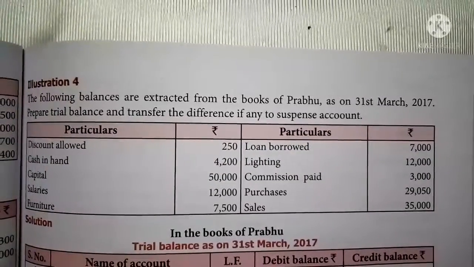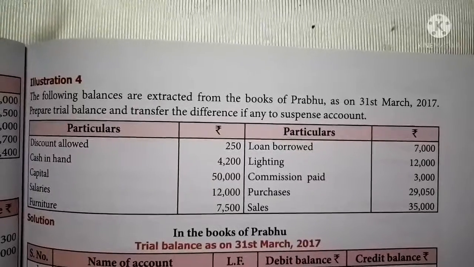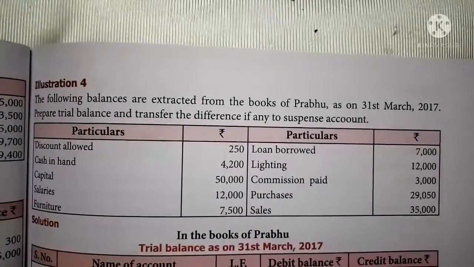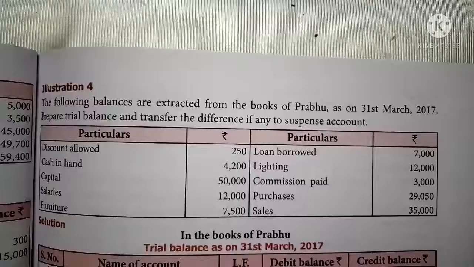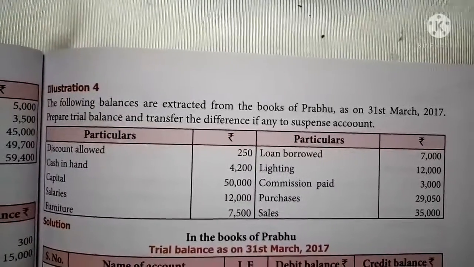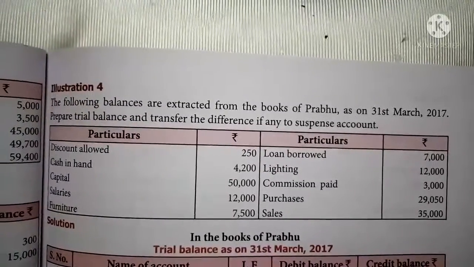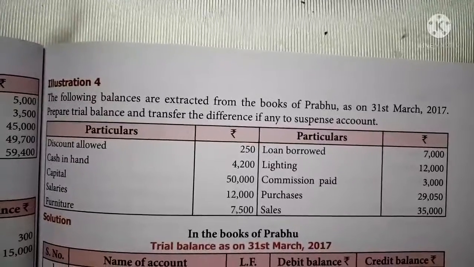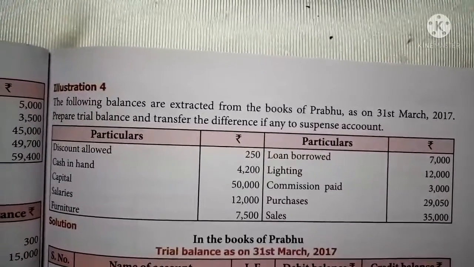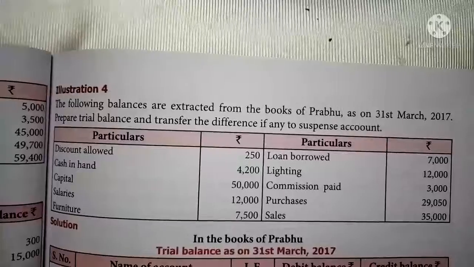Lighting is one of the expense. Write the amount in the debit column. Commission paid is one of the expense. Write the amount in the debit column. Purchases, one of the payment. Write the amount in the debit column. And sales, one of the revenue. Write the amount in the credit column.